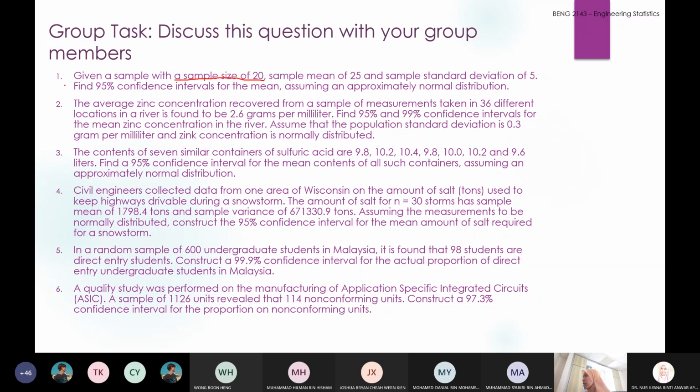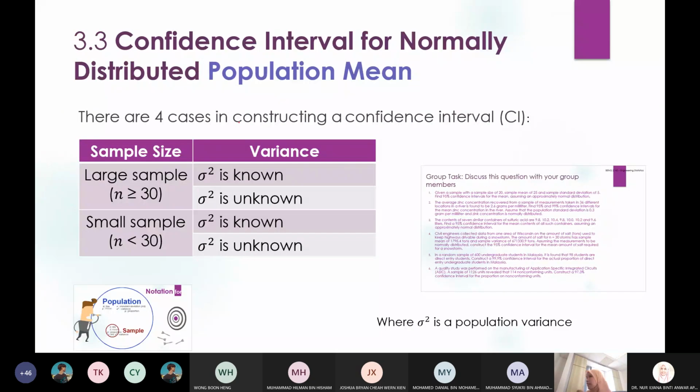We go for question number 1 first. How do we know whether it's actually a large sample or small sample size? Okay, I think I have to go back to this one. In determining the confidence interval, we have to know which case we are dealing with, whether it's a large sample or a small sample. A large sample is any sample size that is greater than or equal to 30. Anything less than 30 is a small sample.